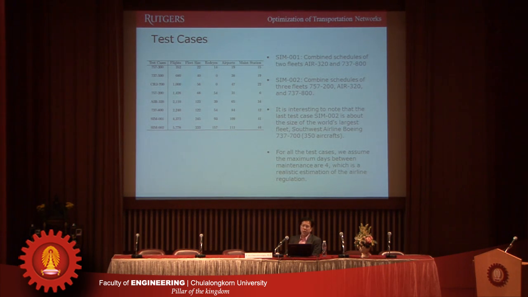So what we did was we collected the data from the internet. So we looked at different flights. So we have a combined schedule. So we take the fleet of the 757-300s. So we have this number of flights, number of fleet sizes, and so on. And so we challenged ourselves that, look, this problem is still small. So what we did is we combined different fleets into the same network. So we combined Airbus 330, this one, with 737-800. So we have a bigger test case. And we combine these two to have an even bigger test case.